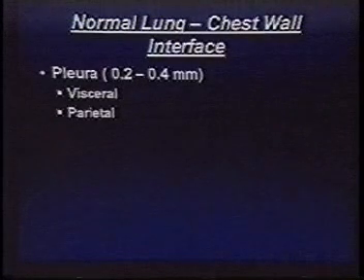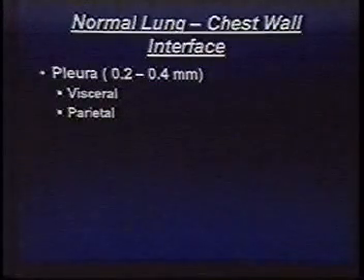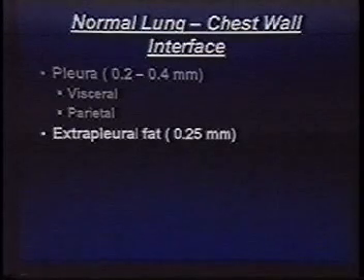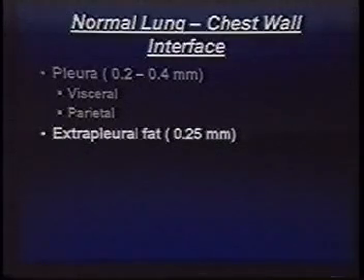The visceral and parietal layers of the pleura measure approximately 0.2 to 0.4 millimeters in total thickness and are not visible on CT under normal circumstances. They're surrounded by extrapleural fat of variable thickness, averaging approximately 0.25 millimeters, but can be so prominent in certain patients as to be visible on chest radiographs.